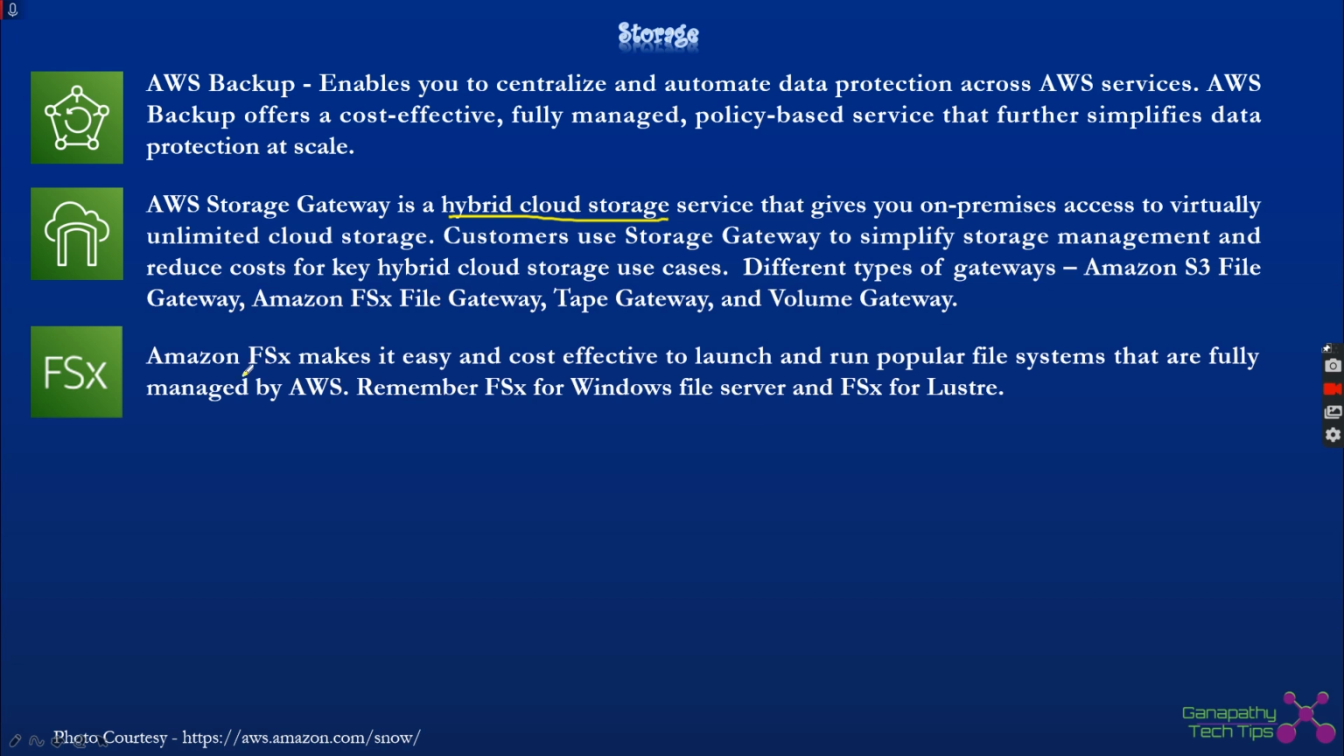So FSx is another variety. AWS EFS, Elastic File System, works with Linux based systems. If you want to go ahead with a Windows based file server, then we need to think of FSx for Windows, and FSx for Lustre is available currently.